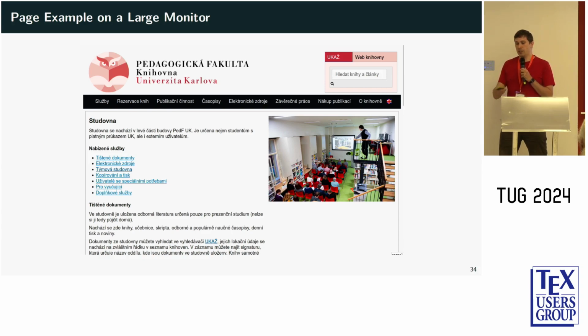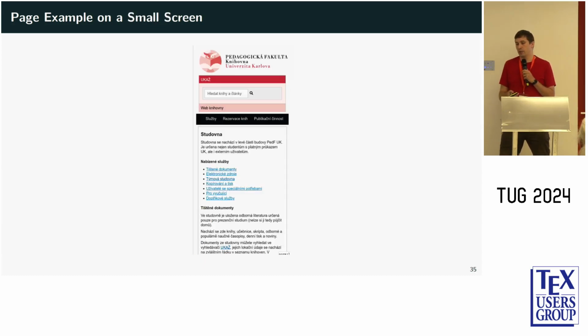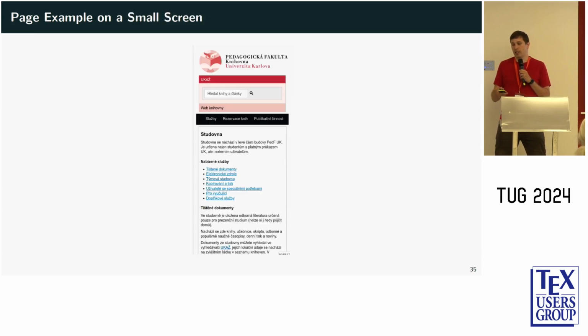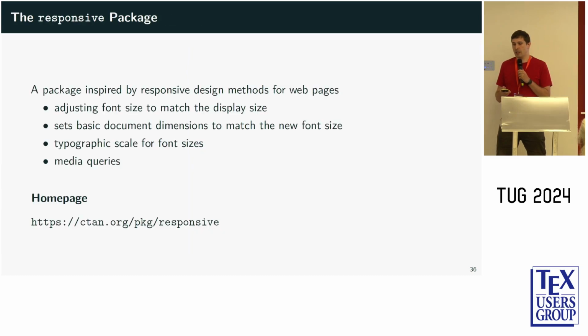Here is an example. This is our library page shown on the monitor, and this is how it looks on a cell phone. So you can see that we just removed the image, moved the banner, and used a smaller font size. And I created a responsive package that uses these ideas in LaTeX. So it can change font size to match the document size.